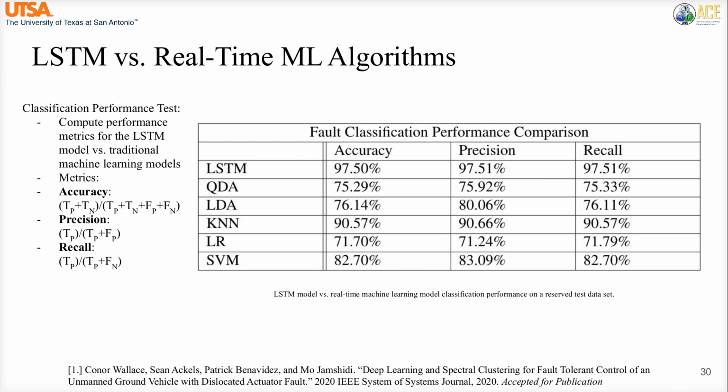So one of the other things that I wanted to do, just to make sure and prove that deep learning was the necessary solution for this problem, was to compare it versus more real-time machine learning algorithms, i.e. much less powerful machine learning algorithms. And so what I did was I took the reserved testing data set, and I used that to accumulate these 3 performance metrics, which are accuracy, precision, and recall. So accuracy is the total number of correct predictions out of your total data set. Precision is your false positive rate, and then recall is your false negative rate.